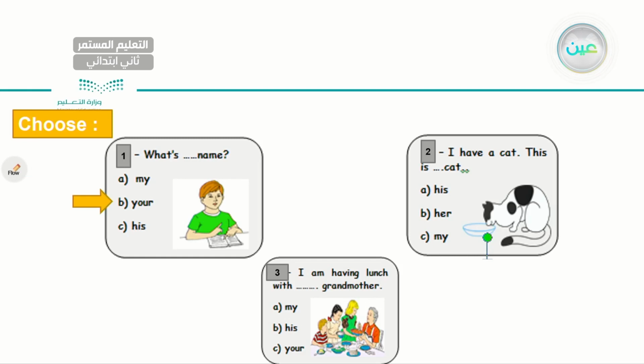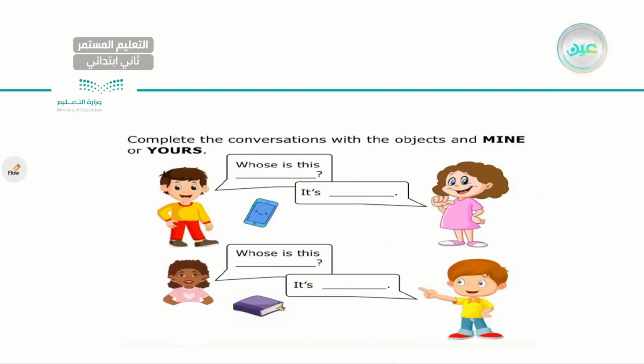Number 2. I have a cat. This is my cat. I am having lunch with my grandmother. Very good. I am having lunch with my grandmother. Very good, my dear student. Same here. Complete the conversation with the object mine or yours.